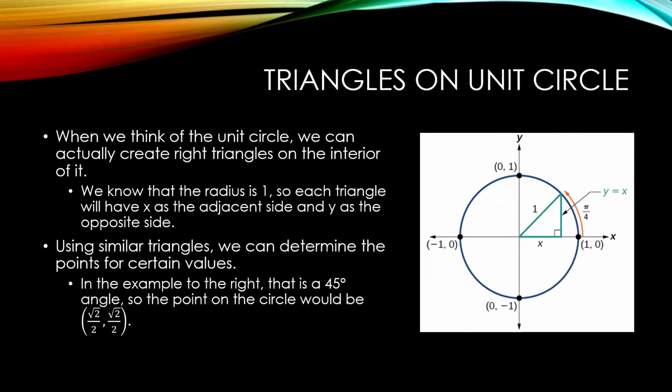Now, when we think of the unit circle, we can actually create right triangles on the interior of it. We know that the radius is 1, so each triangle will have x as the adjacent side and y as the opposite side. Using the triangles we've already played with, we can use similar triangles in order to figure out what the remaining sides are. Remember before, we had dealt with a 45-degree angle, which is the same as a pi over 4 radian measure. Well, if we wanted to figure out what these two sides would be, we would end up getting root 2 over 2 and root 2 over 2.